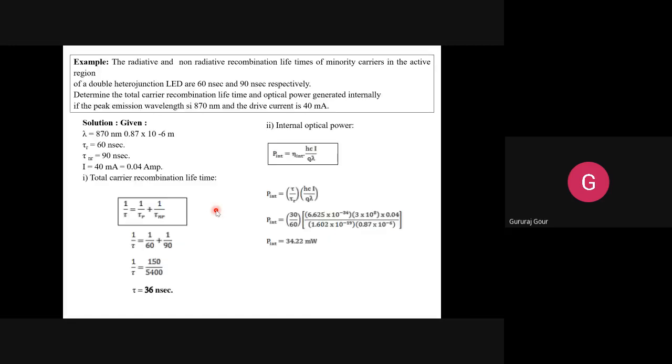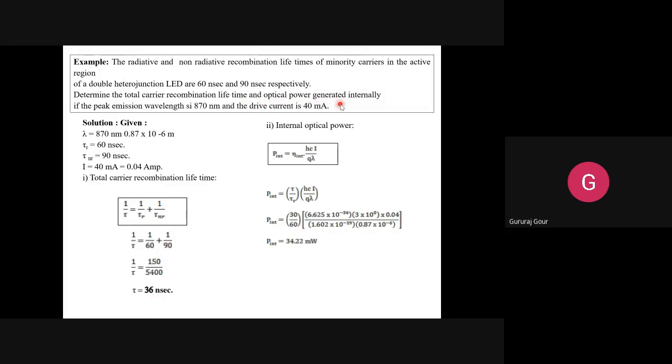Just to go through the problem here, the radiative and non-radiative recombination lifetimes tau R and tau NR of minority carriers in the active region of a double heterojunction LED are 60 nanosecond and 90 nanosecond. Okay, tau R is 60 nanosecond, tau NR is 90 nanosecond. Determine the total carrier recombination lifetime. That is 1 by tau equals 1 by tau R plus 1 by tau NR. Substitute, you will get it. Very simple.